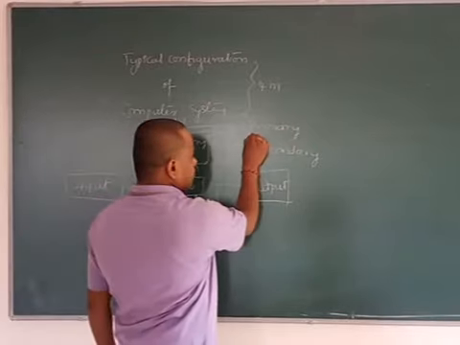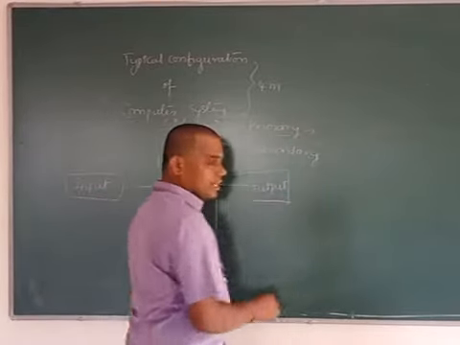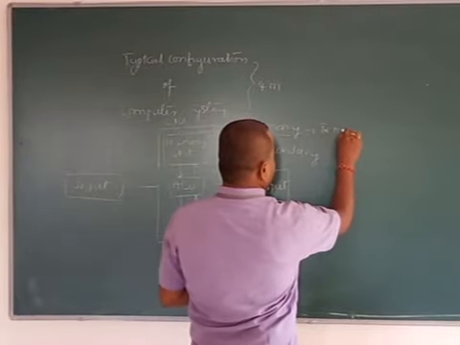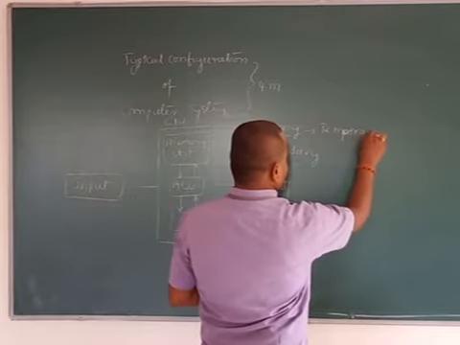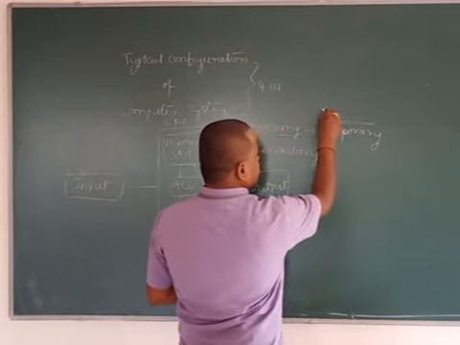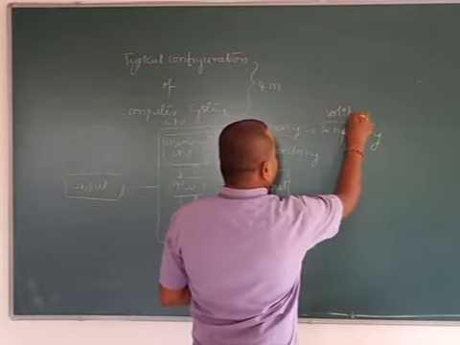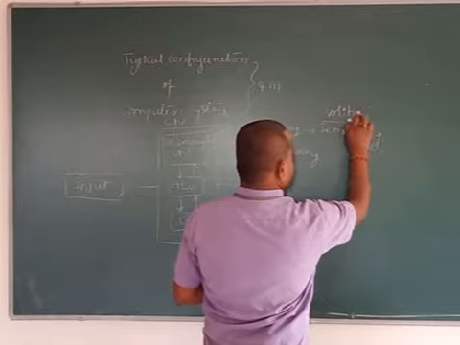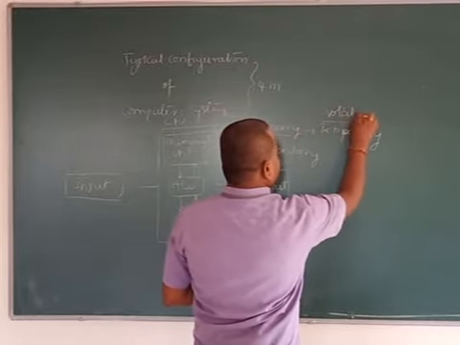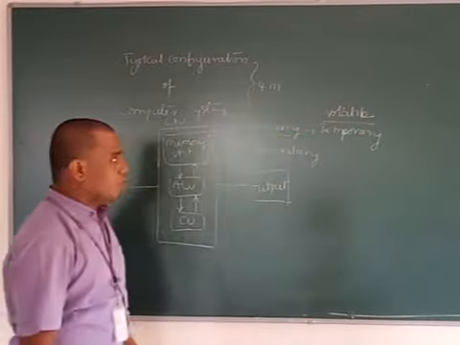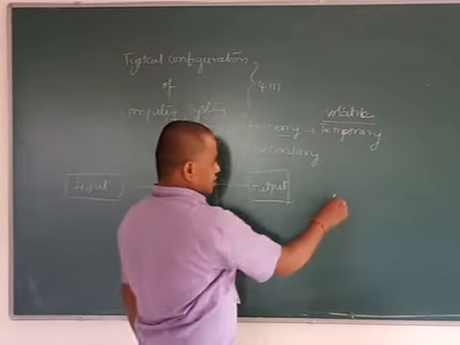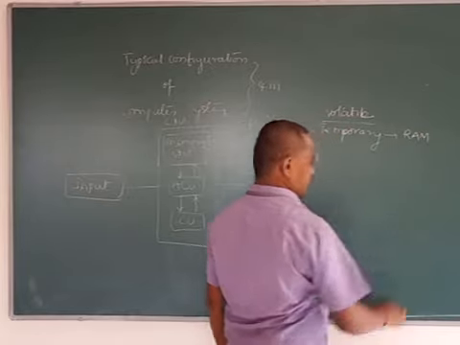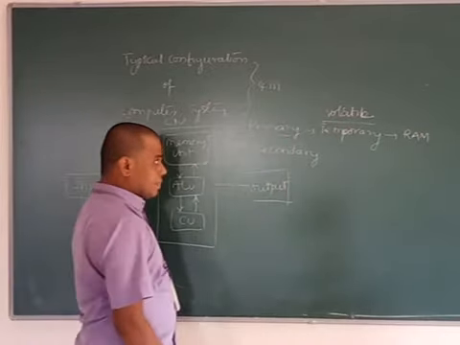The primary memory is for recording the data for a temporary purpose, and it is also called volatile memory. For primary memory, the best example is RAM.